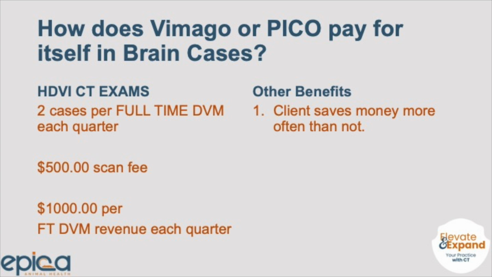Now, in some cases, like I said earlier, they're going to have to go get an MRI because maybe the brain mass does not have a blood supply.